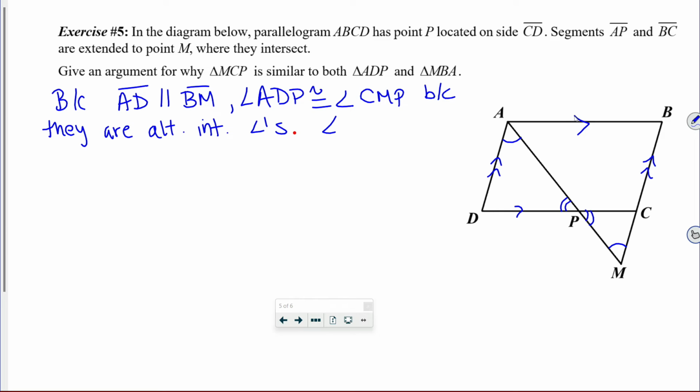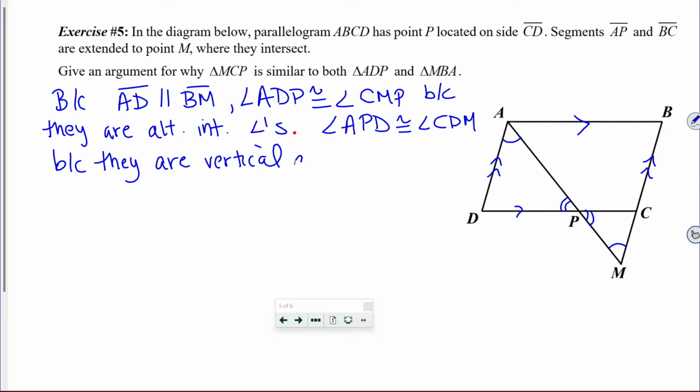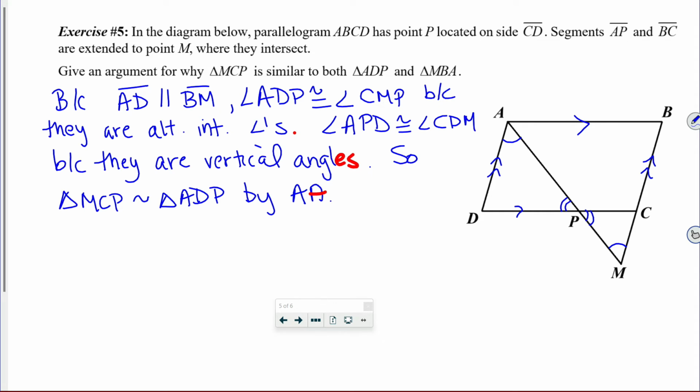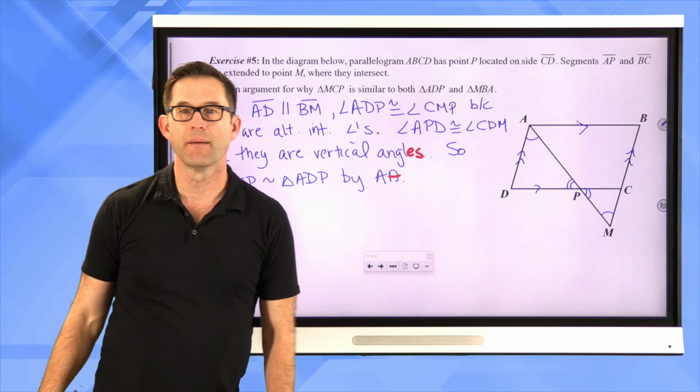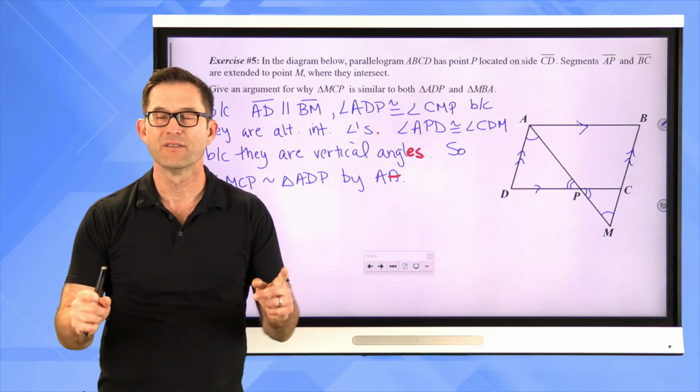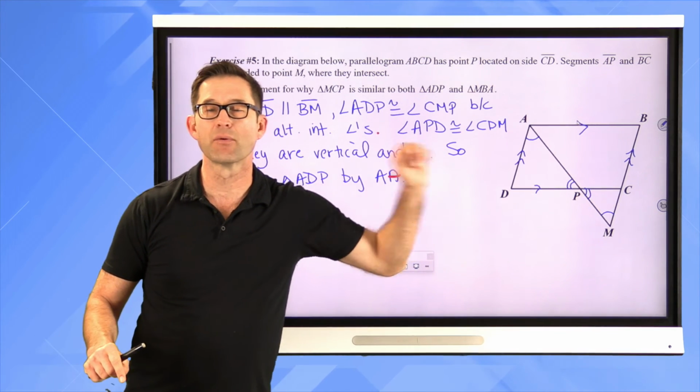So angle APD must be congruent to angle CPM because, excuse me, they are vertical angles. So triangle MCP is similar to triangle ADP by angle-angle. All right, so we've now got this triangle similar to that one.